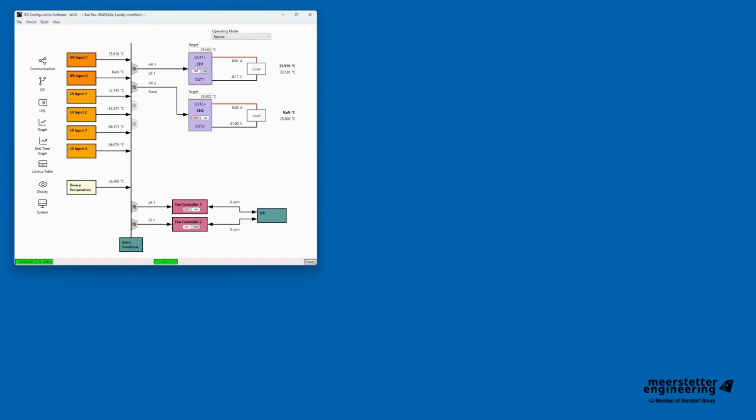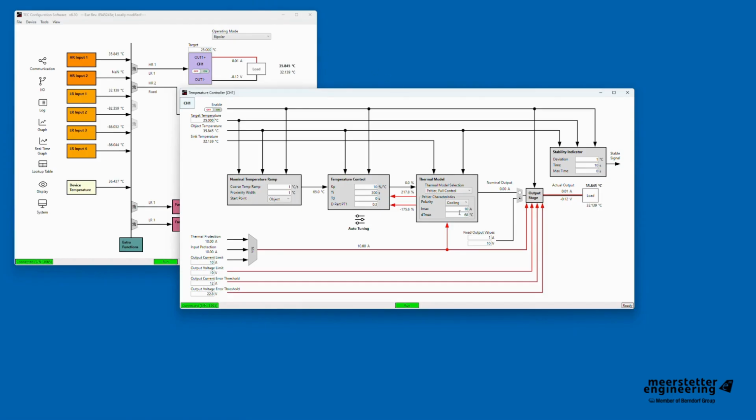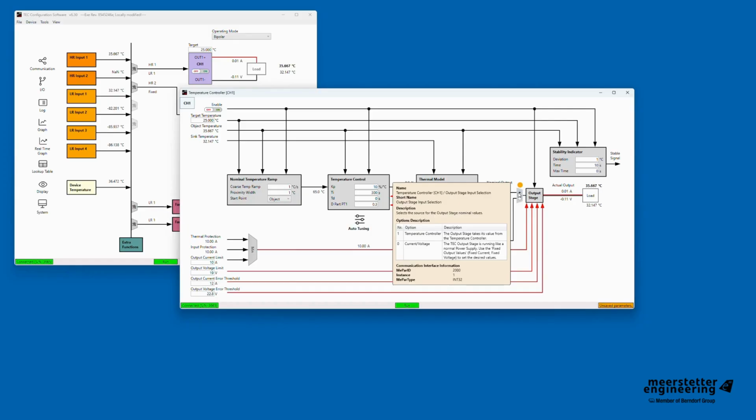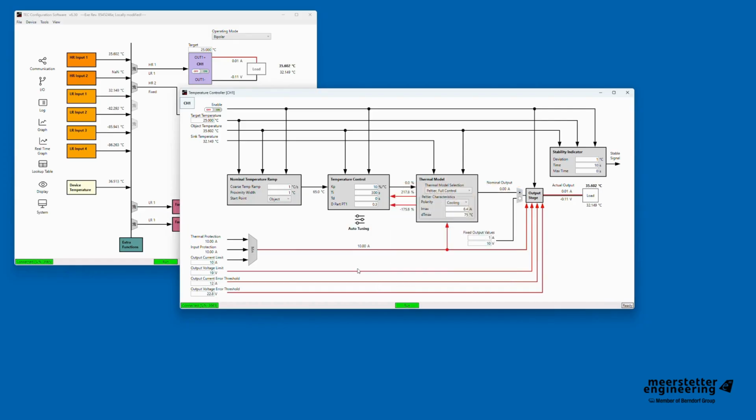Next, ensure that the thermal model under temperature controller is correctly configured. Specifically, the parameters Imax and DTmax must be entered according to the datasheet of the Peltier element being used. These values define the maximum current and the maximum temperature difference that the Peltier element can achieve under ideal conditions as specified in the datasheet, not necessarily the maximum it can tolerate.